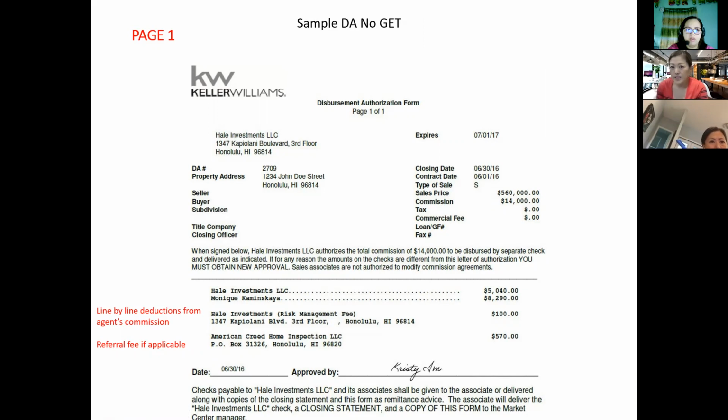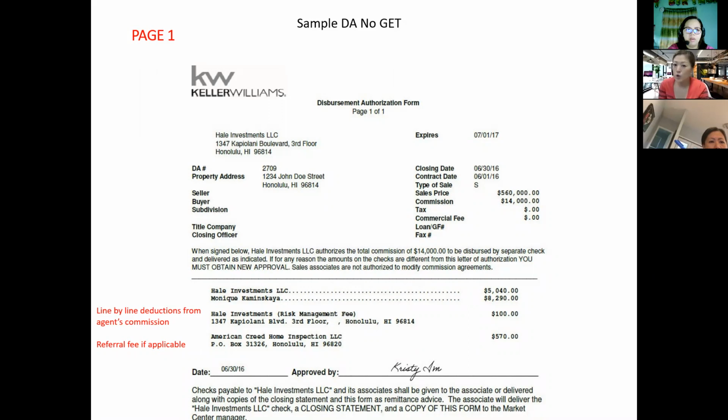Okay, so here's a sample DA. And this particular DA has no GET tax. So we're looking at page 1. There are 2 pages to a DA if it's just one agent on the transaction and you're not splitting it with anyone, or if you're not on a team. And this is page one.